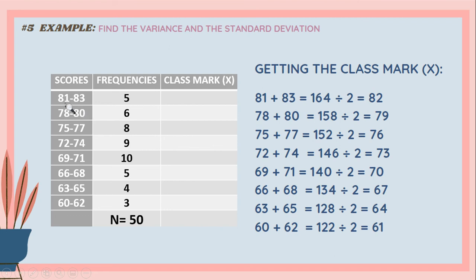Then, get the class mark by adding the lower and the higher class limits and dividing by 2. So, 81 plus 83 is equal to 164, divided by 2 is equal to 82. 78 plus 80 is equal to 158, divided by 2 is equal to 79. 75 plus 77 is equal to 152, divided by 2 is equal to 76. 72 plus 74 is equal to 146, divided by 2 is equal to 73, and so on.